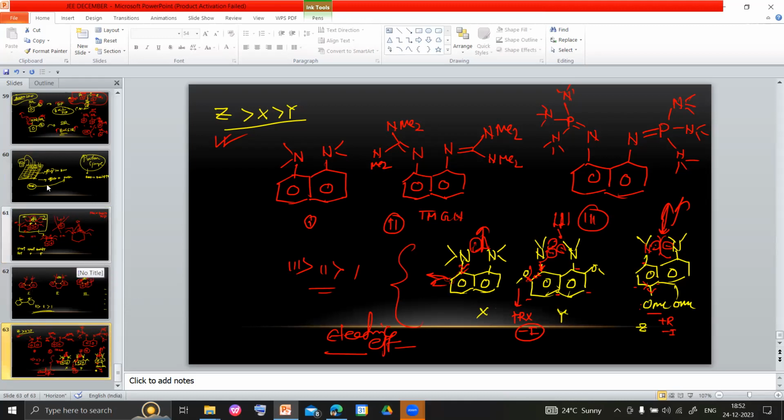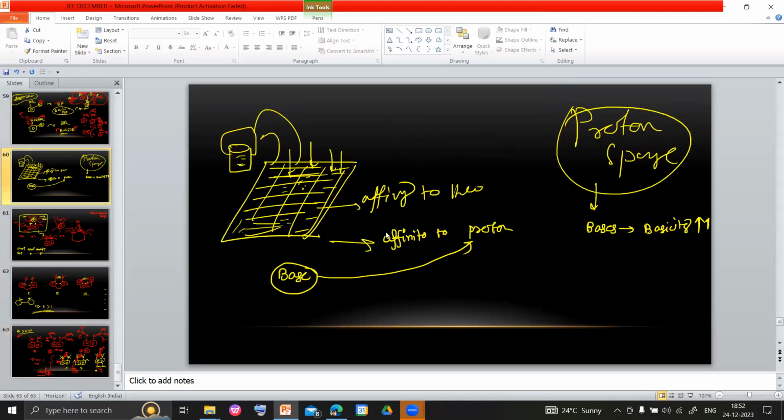Okay, so this is all about proton sponge. It's a very beautiful sponge that abstracts protons, and its basicity is very, very much higher. So in any basicity comparison, if you find a proton sponge, you have to mark that it's more basic. Other structures that are not proton sponges are much weaker.